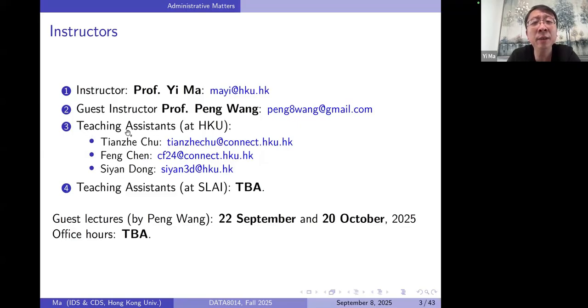At HKU, there will be some teaching assistants, Tianze, Chenfeng, and Siyan, who will help coordinate all the back-end work for the lectures as well as the homework assignments. We're still selecting some TAs at SLAE who may help with support. Peng and I also plan some office hours, mostly online. At HKU we can probably do them in person, but we'll see. I'm still waiting for my schedule to settle.